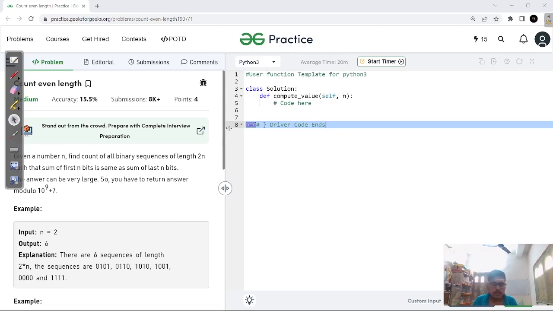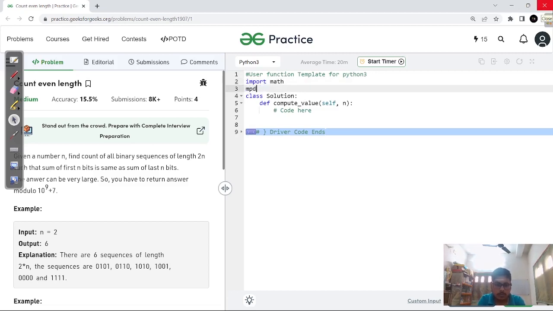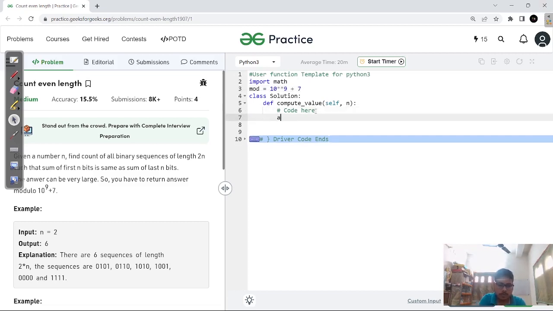So we are not doing this in Java. Java will take many long solution. We are doing this in Python. So what I am going to do, I am going to import a class first. Okay, so I am going to just import a class called math, and I am taking a value mod which is equal to 10 to the power, this is the symbol of power in Python, 9 plus 7. Okay, now what I am going to do, I am going to calculate factorial of 2n, right?